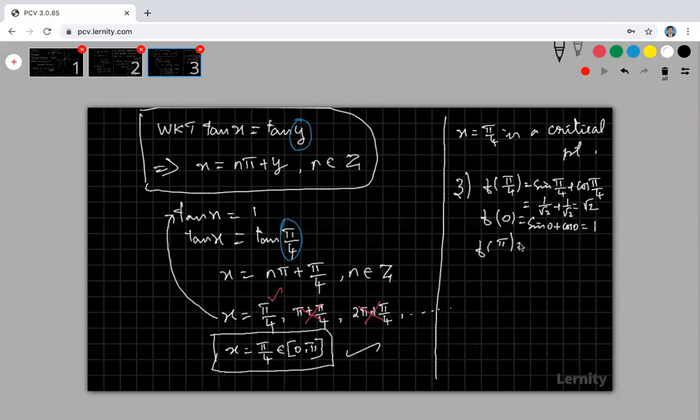Now come to f of pi. What is sin pi plus cos pi? My sin pi is 0. My cos pi is minus 1. So the answer is minus 1. Are you okay? How to remember all these values?